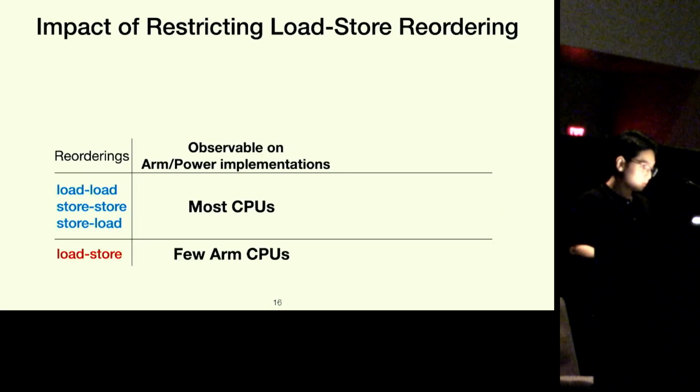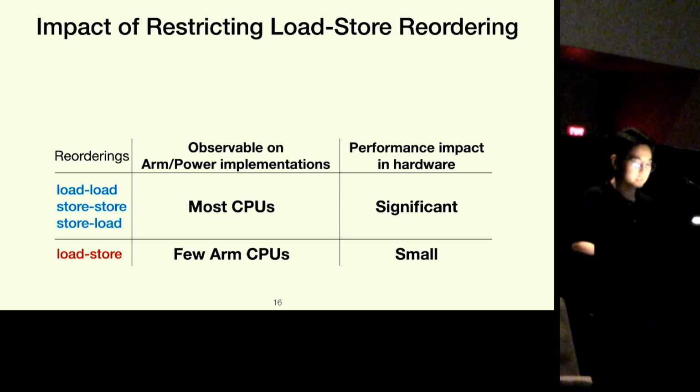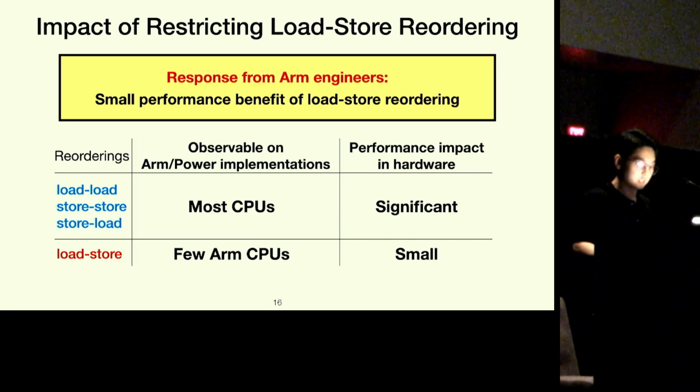Now, we need to understand the performance impact of restricting load-store reordering. Among the 4 kinds of reorderings, 3 of them are observed on most CPU implementations of ARM and Power, while load-store reordering is only observed on a few ARM CPUs. This is because the performance impact of the 3 reorderings in hardware is significant, while the impact of load-store reordering is relatively small. In fact, we consulted ARM engineers and learned why the performance benefit of load-store reordering is so small.